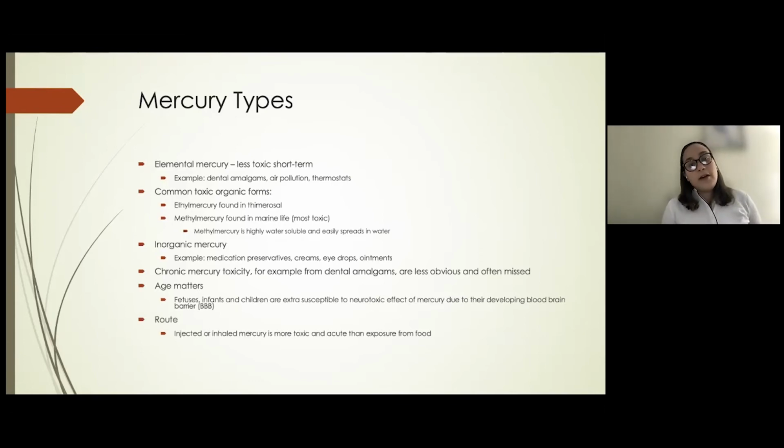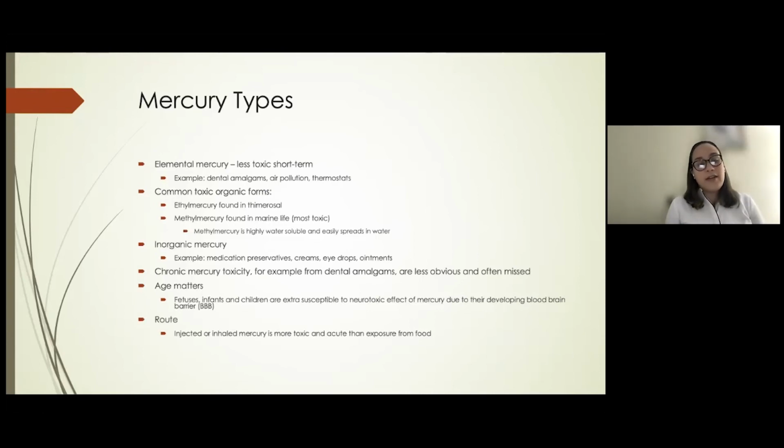So let's talk about the mercury types. There's elemental mercury, which is less toxic. That's what's commonly found in dental amalgams, air pollution, and your old school thermostats. The common toxic forms are the organic type, and that's usually ethyl mercury and methyl mercury.